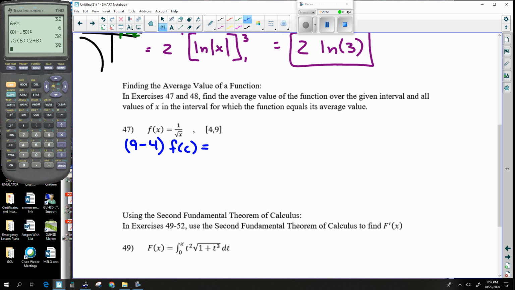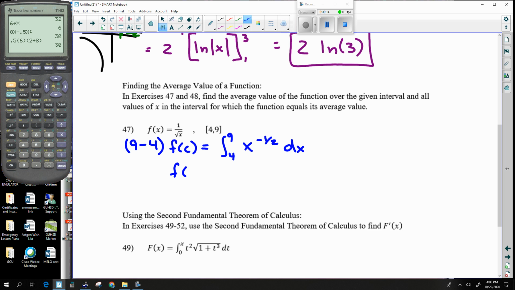Okay, and then we also, in the question, find all the values of x in which the function equals the average value. So, okay, we'll get to that. And then, so this is going to be equal to the curve, which goes 4 to 9, and that's x to the negative 1/2.